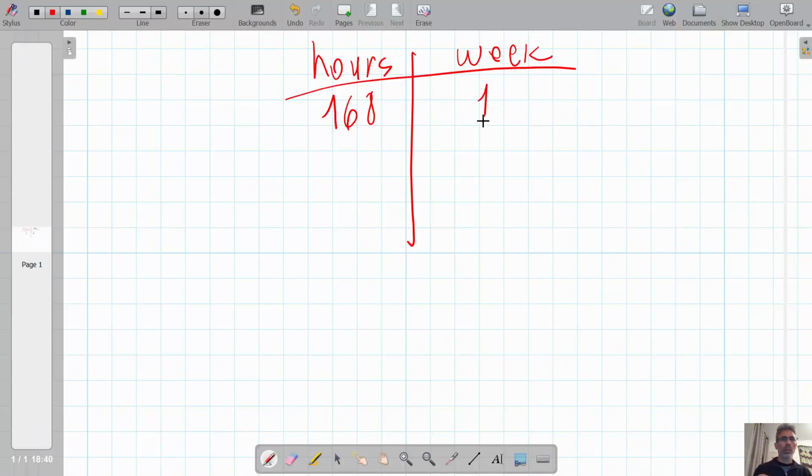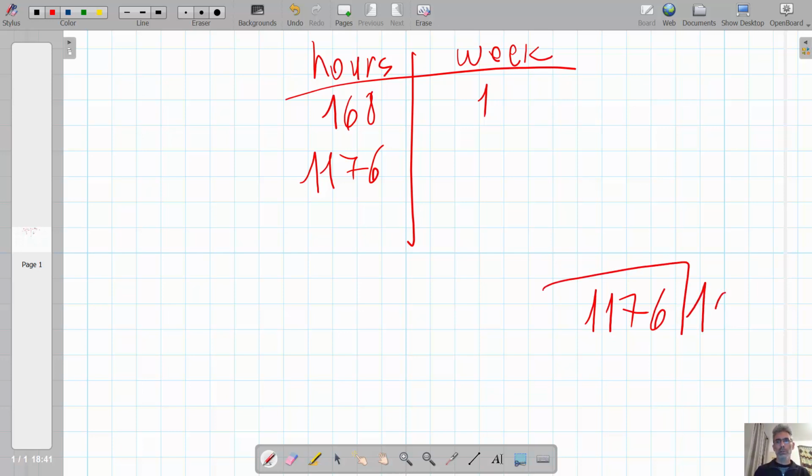So 1,176. You need to divide it. 1,176 divided by 168. 168 goes into 1,176, 7 times. 7, I think that's it. 168 times 7.